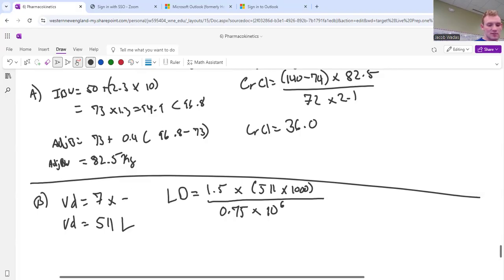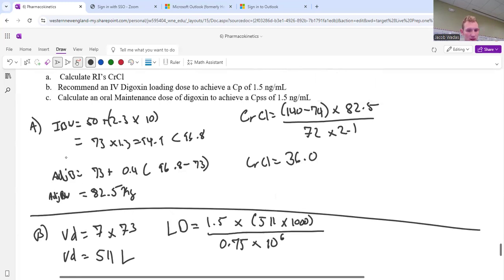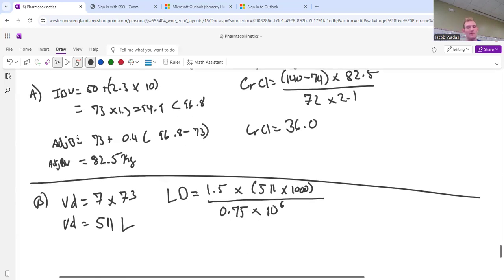So I think F is 1. No, that's if you were using IV. If you were using IV, then it would be 1. No, I think you are using oral. Is it asking for IV? Yeah. Oh, sorry, my bad, guys. Yep, it is IV. Okay, so we're doing IV, so F would be 1. All right, so for loading dose, IV.